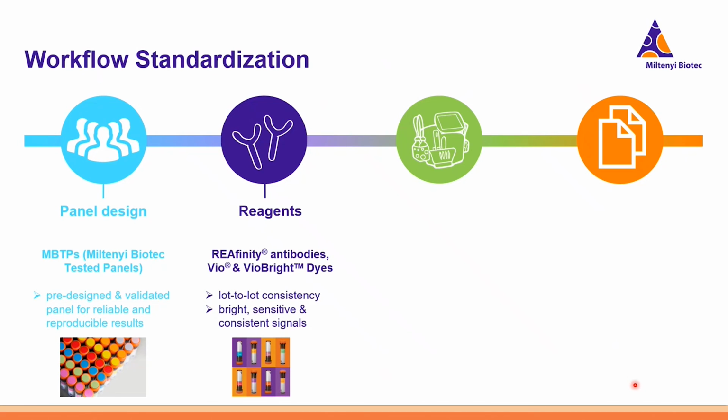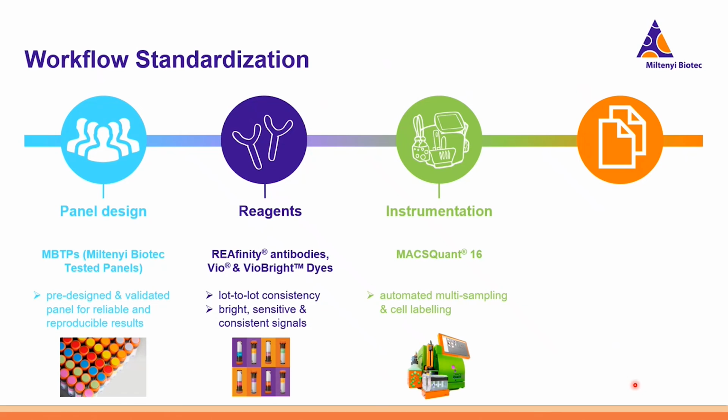Speaking of reagents, you want to use high quality reagents to give you standardized, reproducible results. Miltenyi has REAffinity antibodies, our Vio and VioBright dyes. We get lot-to-lot consistency, and you're going to get bright, sensitive, and consistent signals. And for standardization, our instrumentation itself, the MACSQuant 16, can do your multi-sampling and cell labeling for you for consistency.